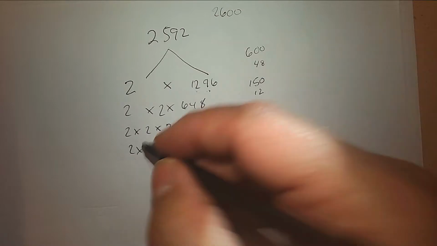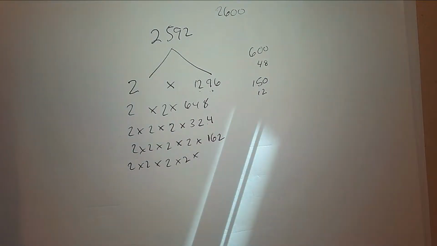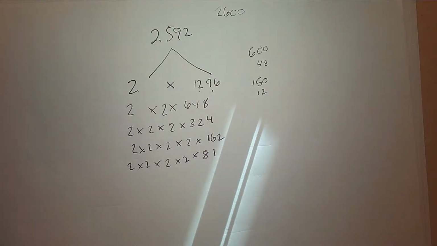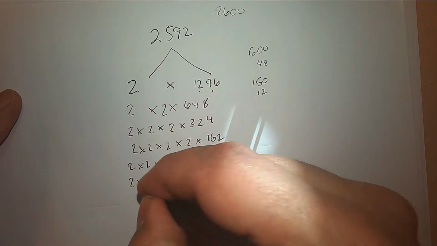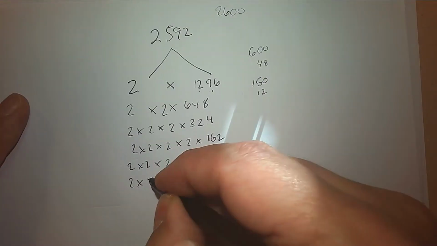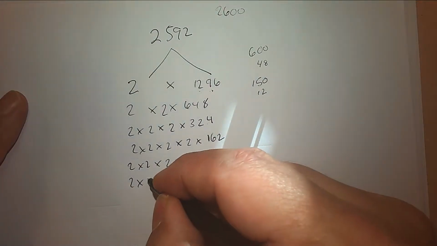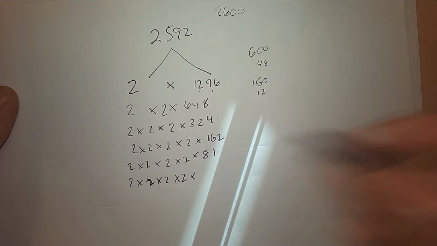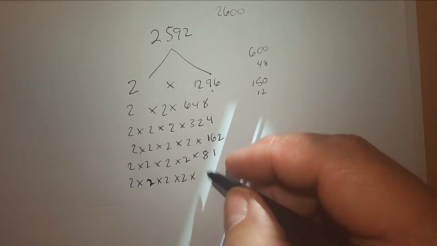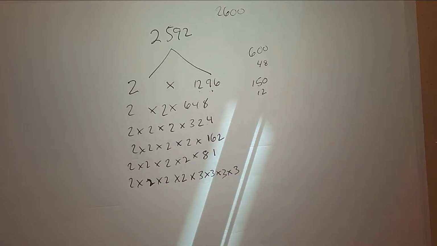Hey, let's try it again. What's half of 162? 81. Hey, now we're getting easier. What's half of 81? Can't do it. What are the other numbers that go into 81? Well, 9 times 9 is 3 times 3 and 3 times 3.